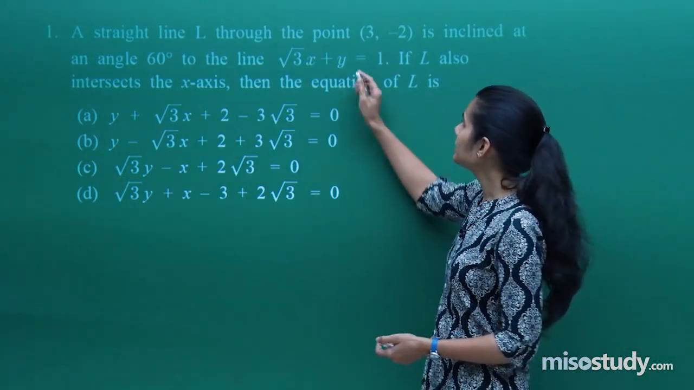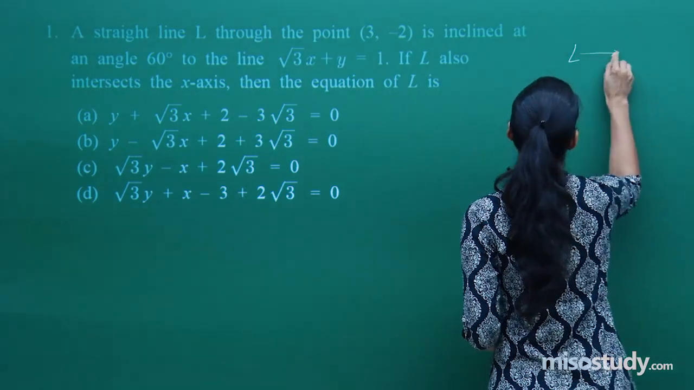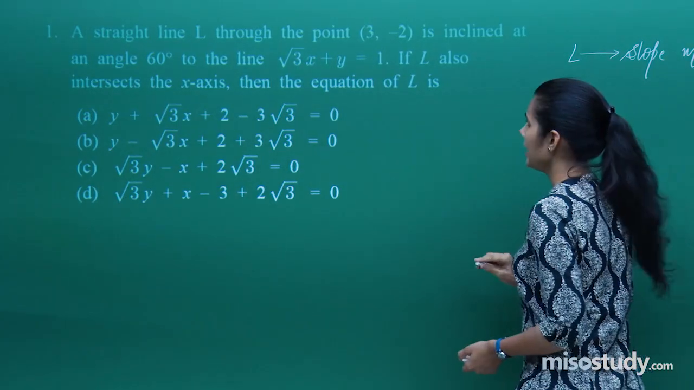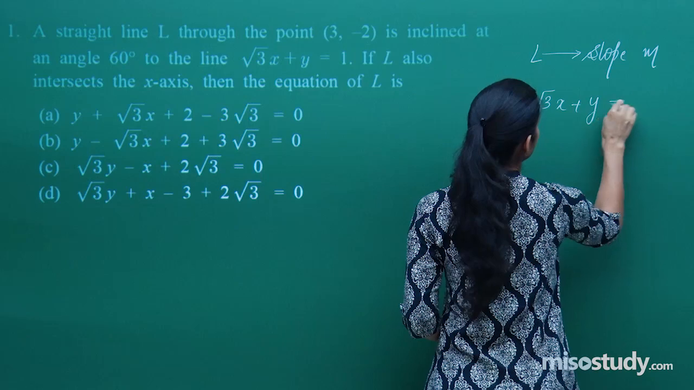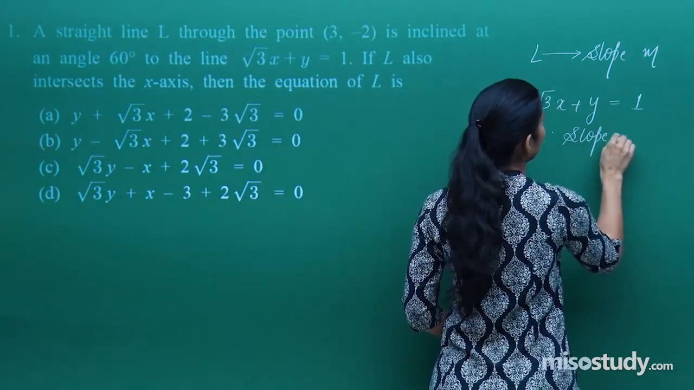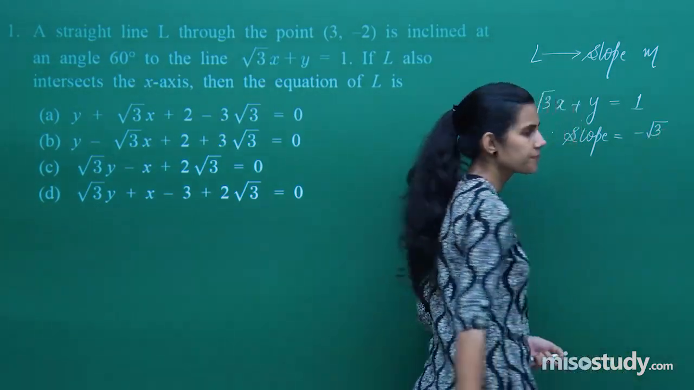Now, we just assume that the line which is passing through (3, -2) has slope m. And the other line which is given to me is root 3 x plus y equals 1. Therefore, its slope is what? Minus of coefficient of x upon coefficient of y, which is minus root 3.